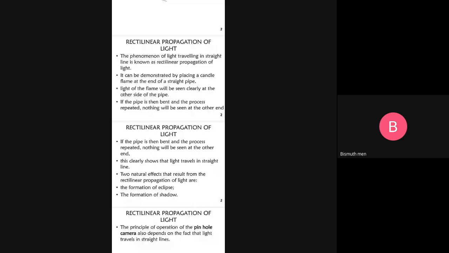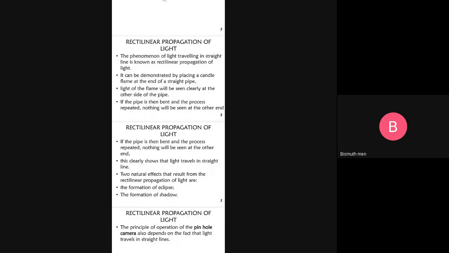Rectilinear propagation of light. The phenomenon of light traveling in a straight line is known as rectilinear propagation of light. It can be demonstrated by placing a candle flame at the end of a straight pipe, and the light is seen at the other end. If the pipe is then bent and the process repeated, nothing will be seen at the other end. This clearly shows that light travels in a straight line.